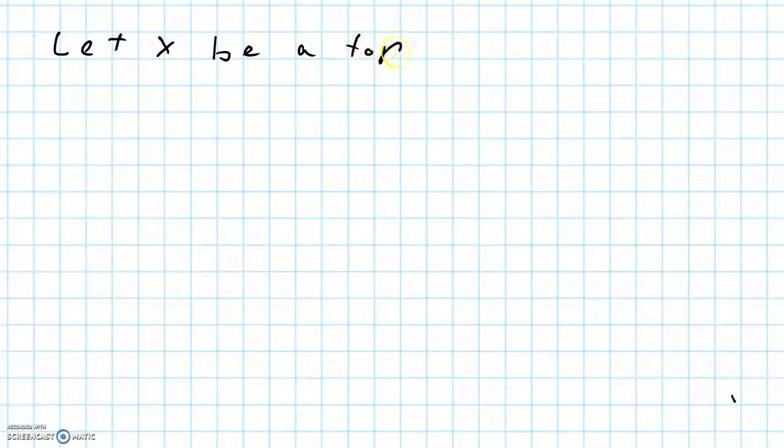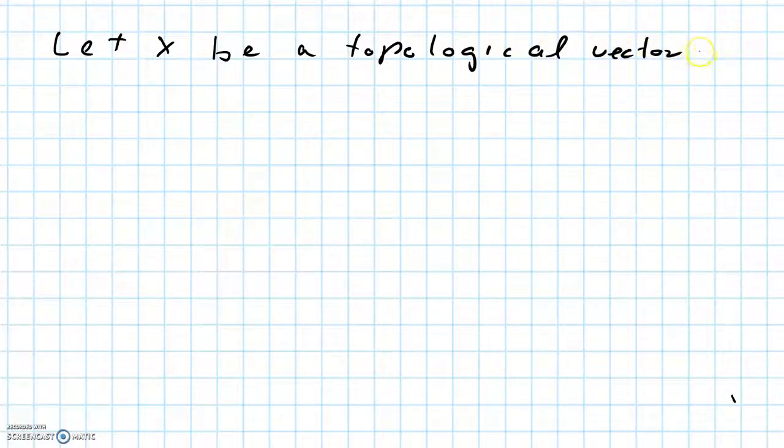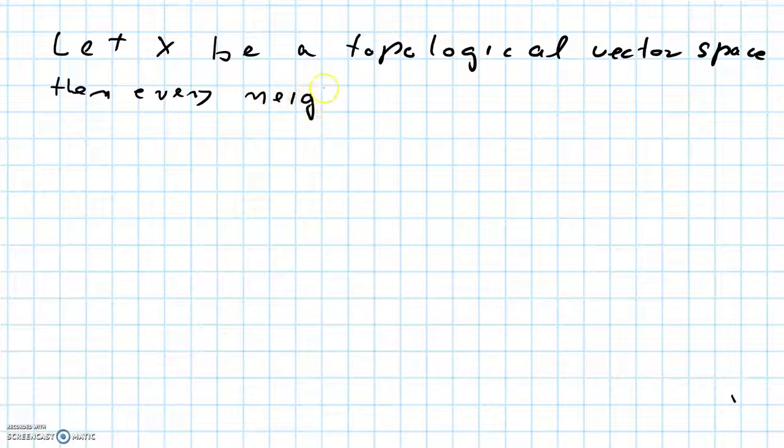The next lemma is to prove the following. We let X be a topological vector space again. Then every neighborhood of 0 contains a neighborhood of 0 that is balanced.